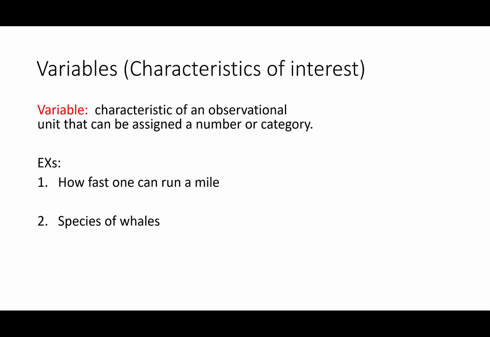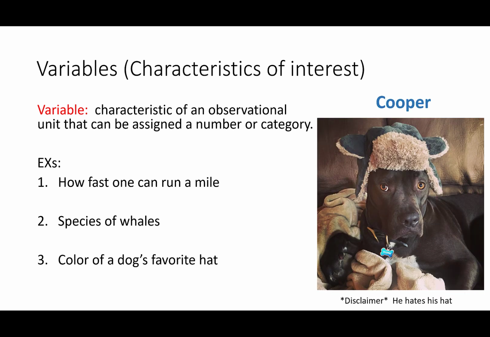Species of whales. This would be a category, right? The different types of whales. It's not necessarily a number, but it's a category or a group. And the third type of variable is color of a dog's favorite hat.